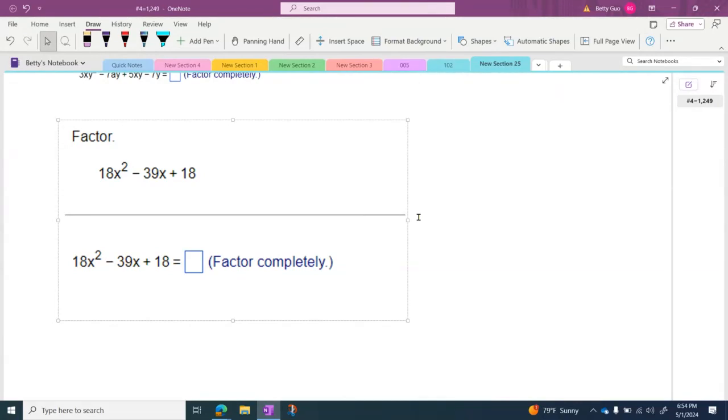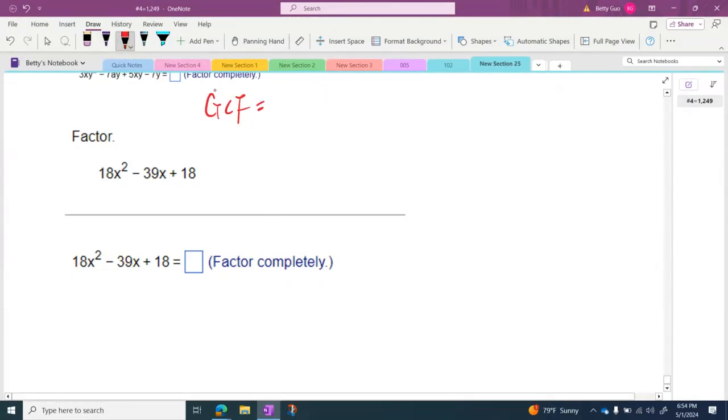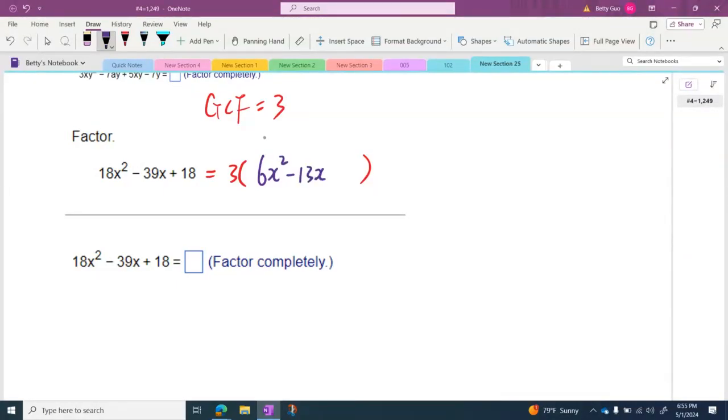Firstly, I think the three numbers are too big. I don't like it. I want to know if they have a GCF that I can factor out to make the numbers smaller. I notice 18 is divisible by 3, 39 is divisible by 3, and the second 18 is also divisible by 3. So I think the GCF is 3. So we first factor 3 out, and in the parentheses we have 6x squared minus 13x plus 6.